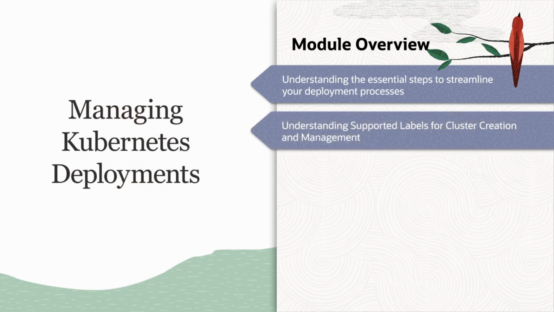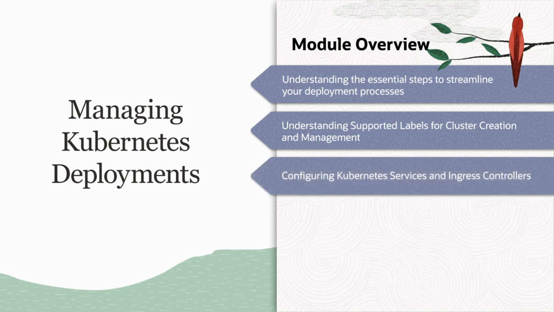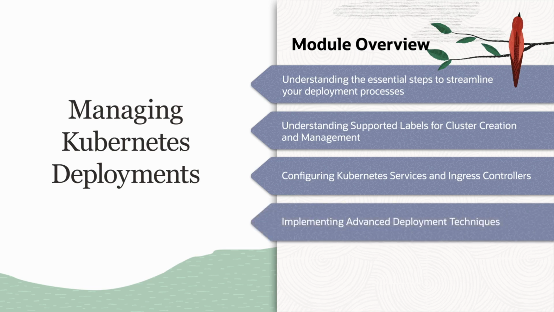Additionally, we'll dive into topics like understanding supported labels during cluster creation and management, defining Kubernetes service of type load balancer, managing ingress controllers, and working with OCI native ingress controller. We will also cover advanced deployment techniques, including deploying Oracle Cloud Infrastructure Service Operator for Kubernetes, also known as OSOK, an open source Kubernetes add-on that allows you to manage OCI resources.